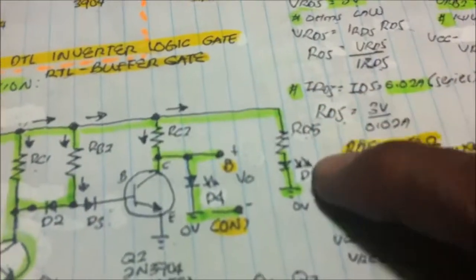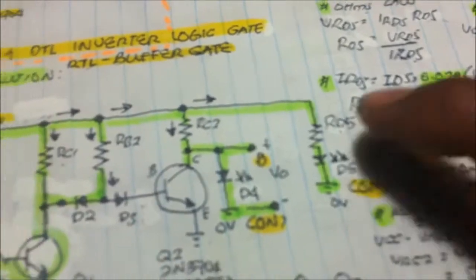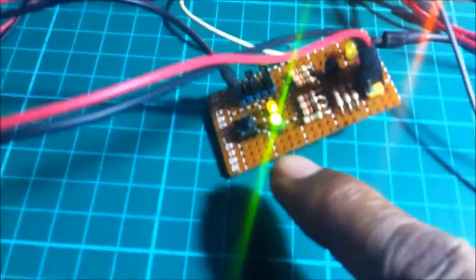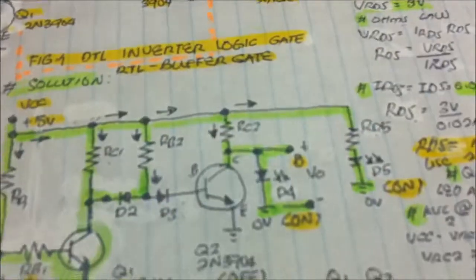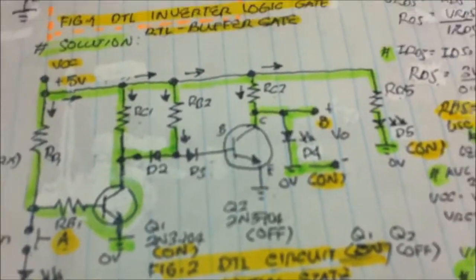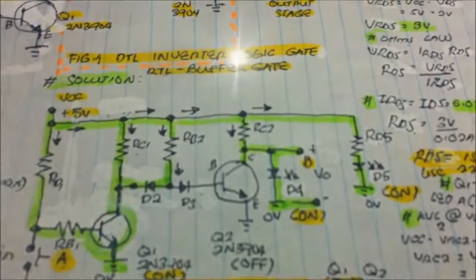Also, current flows into the power LED. So the power LED turns on. Did you see that? The power LED turns on. At the same time, the power LED of the second stage turns on. So we have a first KVL in the circuit.